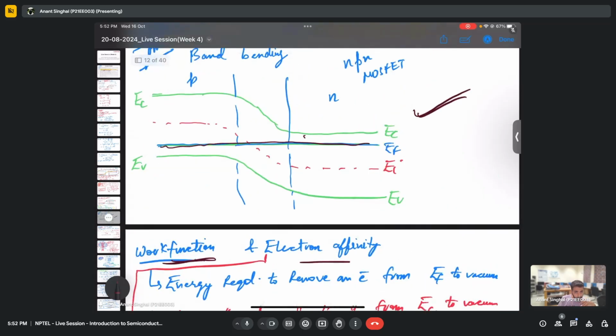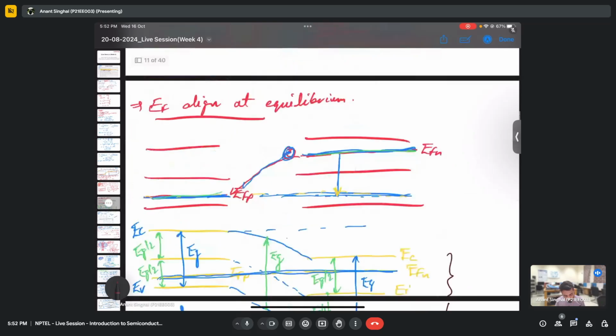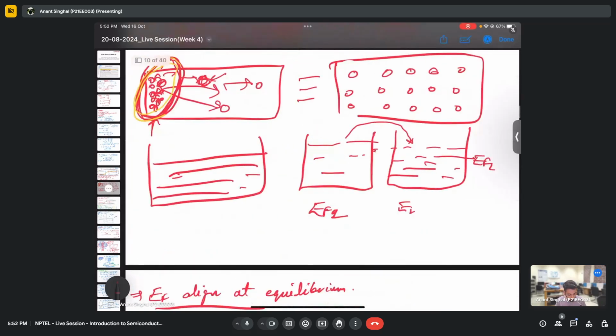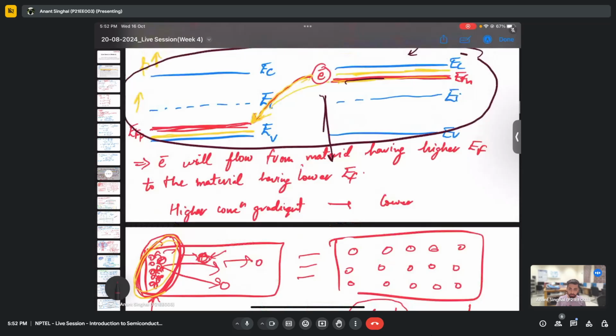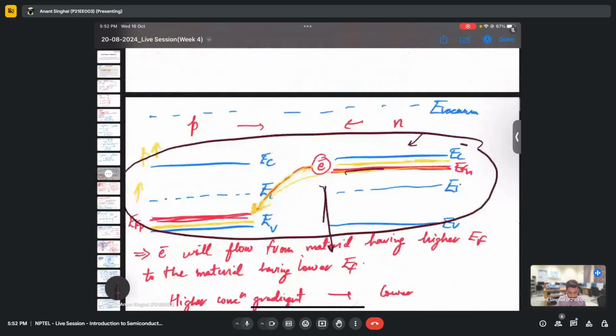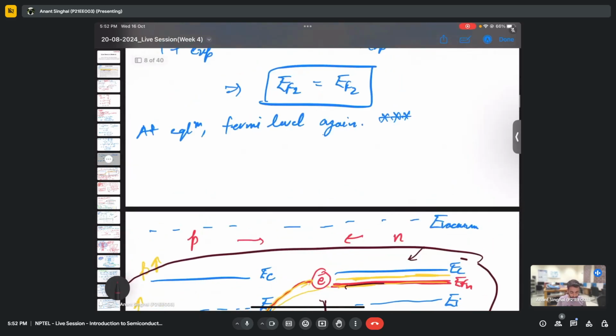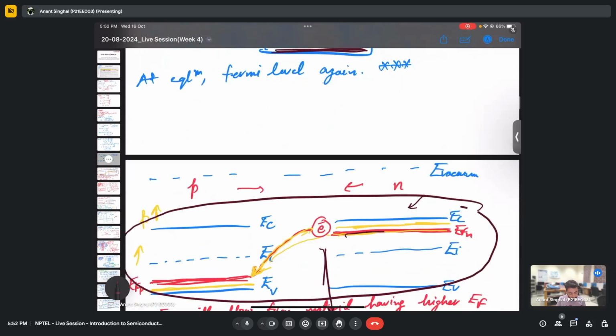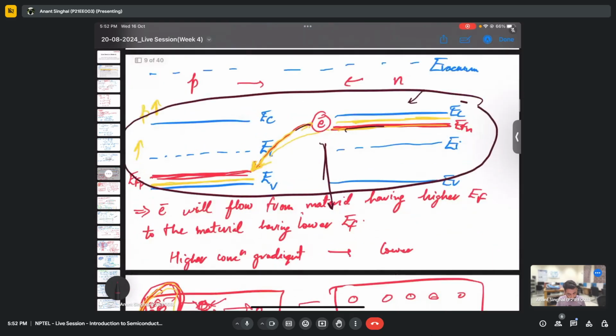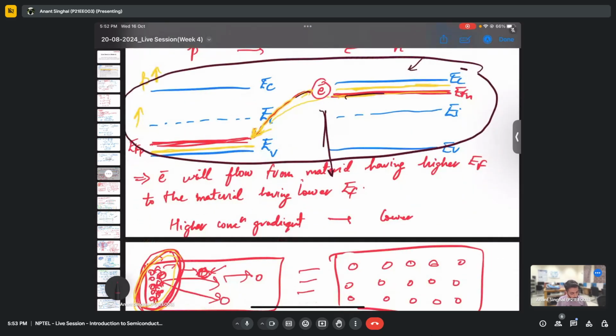Fermi energy, I understand, sir. But how does the band bending happen? For band bending only, I have explained a certain analogy. So just see the first 15 minutes of this particular lecture, week 4. I have explained thoroughly how the Fermi level aligns first of all and how the band bending happens, like in which direction they bend.